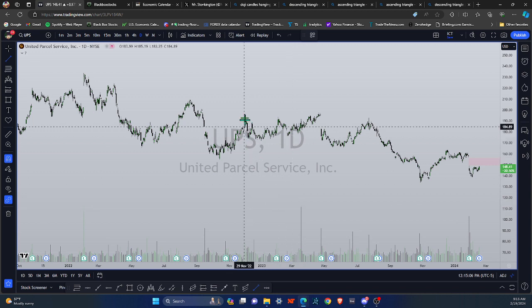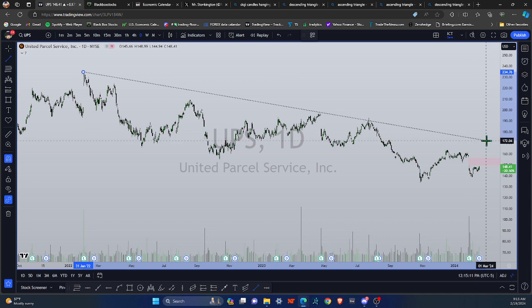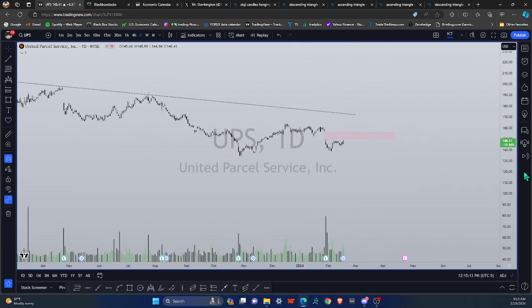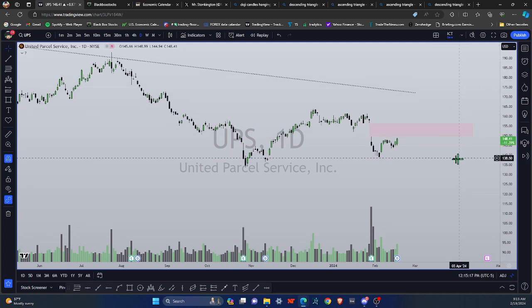Gap fill, MACD. Let's see. Yeah, let's throw some of these, we can throw some of the oscillators on there as well. Let's look.